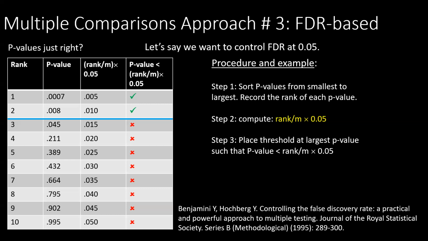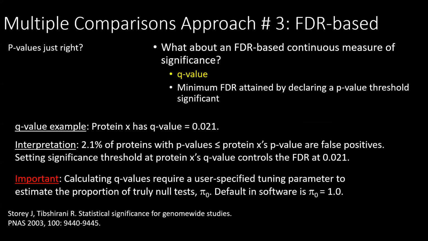It's important to note that there's an FDR-based continuous measure of significance. Just like we were seeing before, you have your p-value, which is a continuum, and that's often compared to a pre-specified threshold. The FDR you want to cap is itself a threshold, but there is a continuous measure as well, and that's called the Q-value.